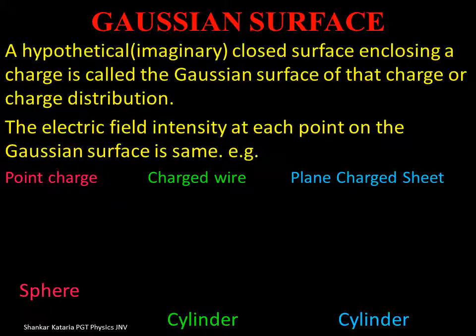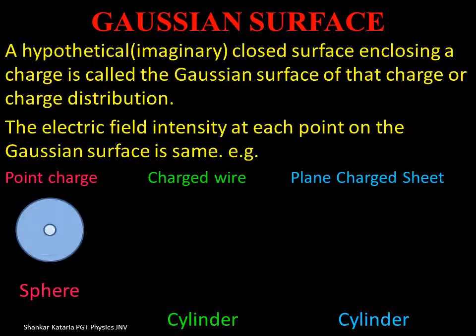For calculating the electric flux associated with any continuous distribution of charge, Gauss proposed that you need to imagine a Gaussian surface around that charge or charge distribution. Here are some examples of Gaussian surface, which is a hypothetical closed surface such that the electric field intensity at each point on the surface is the same. For a point charge, the Gaussian surface would be a sphere.